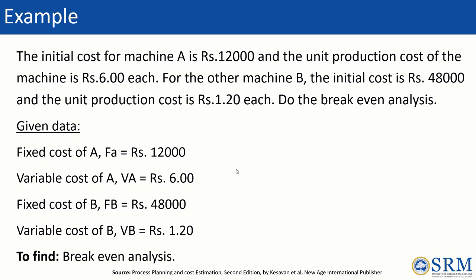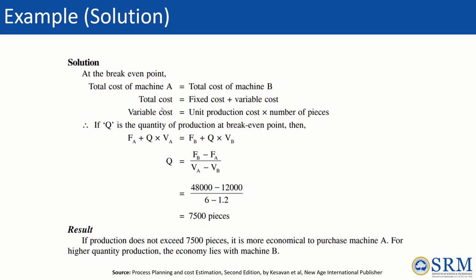Do the break-even analysis, and with the available data, the fixed cost of A and variable cost of A, and the fixed cost of B and variable cost of B are given. So the process with the lower total cost for the required production quantity is selected in this case. Factors such as tooling cost, processing cost and production volume influence this decision. So at break-even cost, the total cost of machine A is equal to the total cost of machine B.